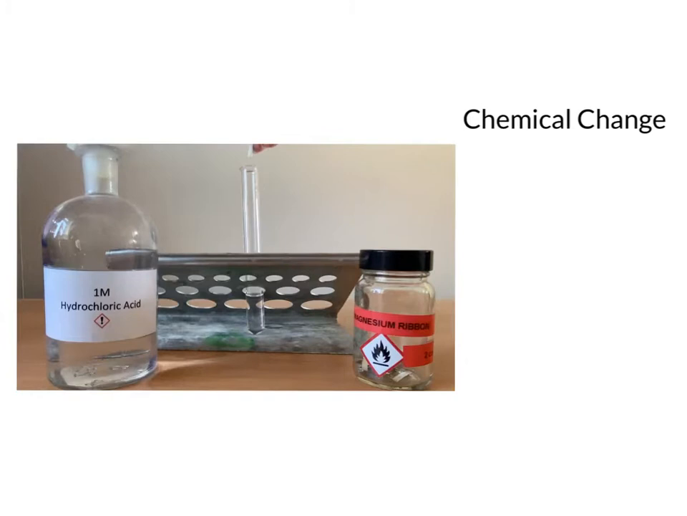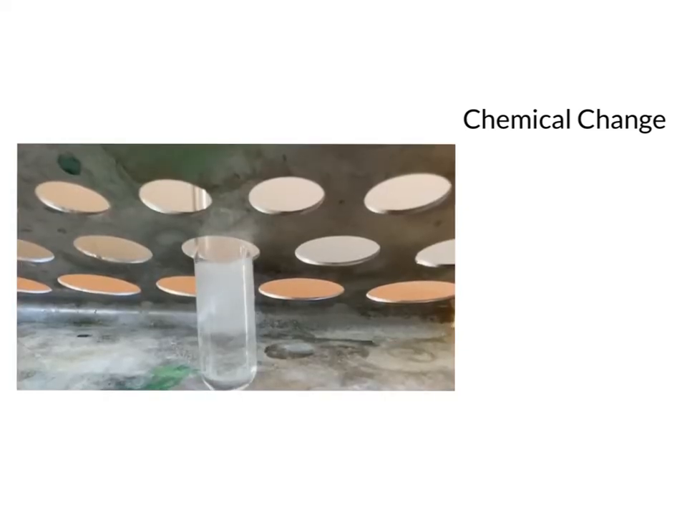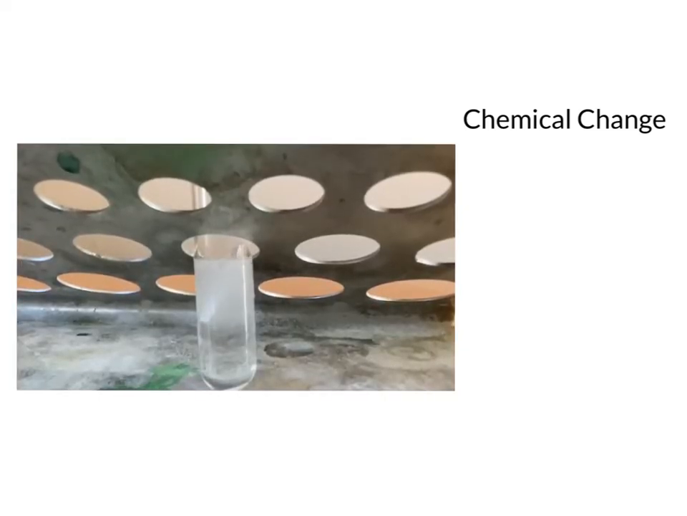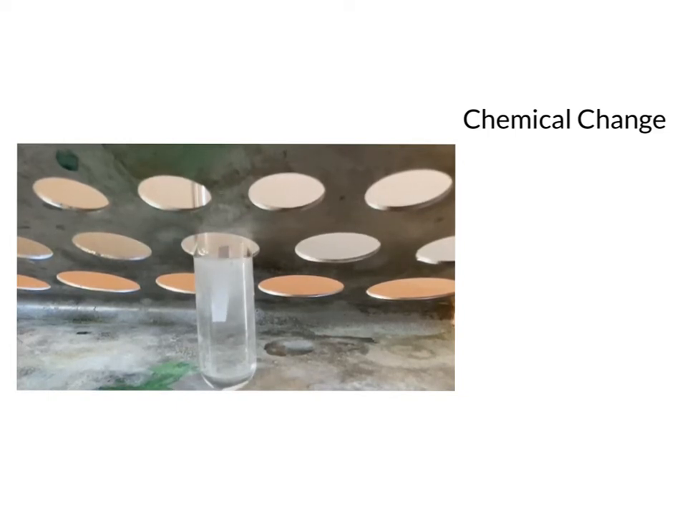Now let's look at a chemical change. This is the classic reaction between hydrochloric acid and magnesium ribbon. You can see the effervescence, the fizzing. That's because a new product, hydrogen, is being made. Chemical reactions are very hard to reverse. This is because the particles break apart and recombine in different ways.